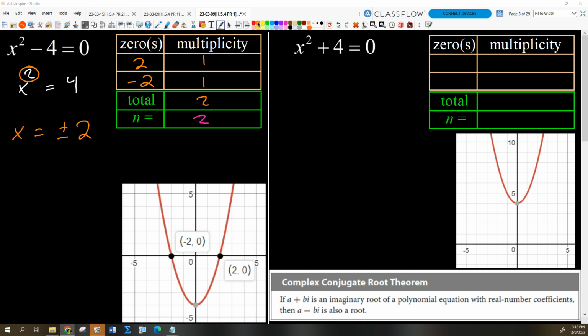How about this side? Almost the same problem. What's the only difference? Oh, by the way, notice here that we get 2 x-intercepts because we had 2 real solutions. How about over here? If I solve, what do I get? I can solve by isolating, right? I can point to a single x. And what do I get? Plus or minus 2i.